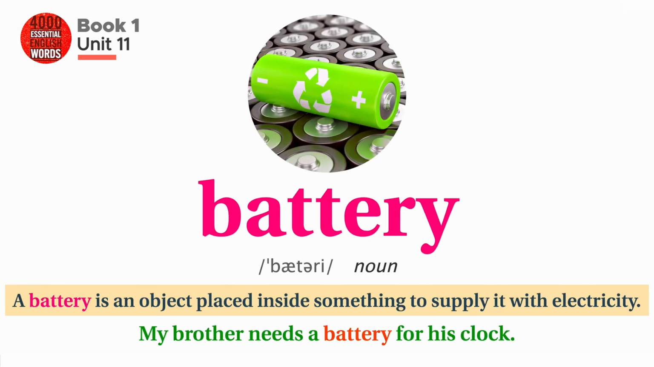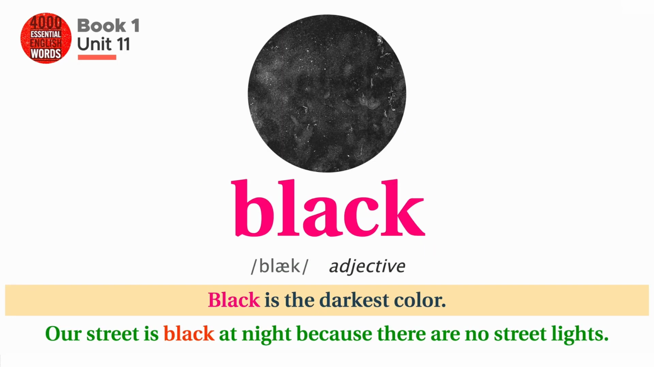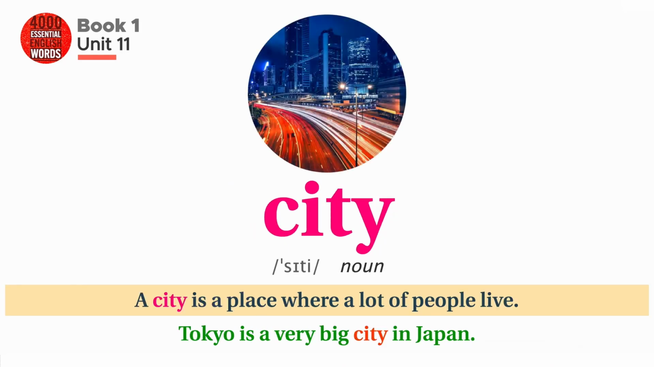Battery. A battery is an object placed inside something to supply it with electricity. My brother needs a battery for his clock. Black. Black is the darkest color. Our street is black at night because there are no street lights. City. A city is a place where a lot of people live. Tokyo is a very big city in Japan.